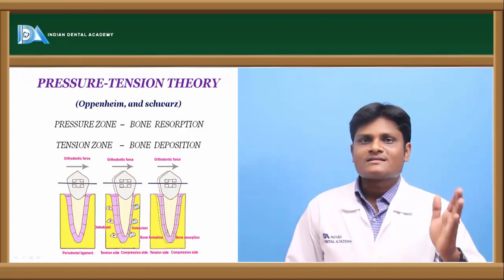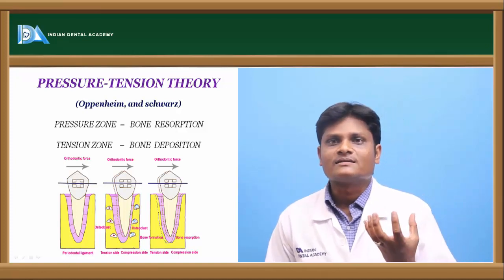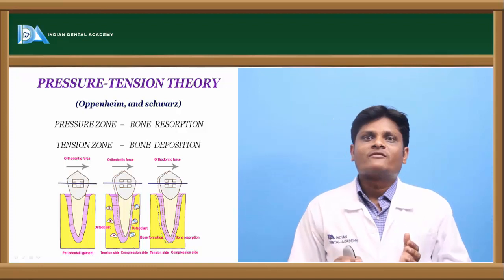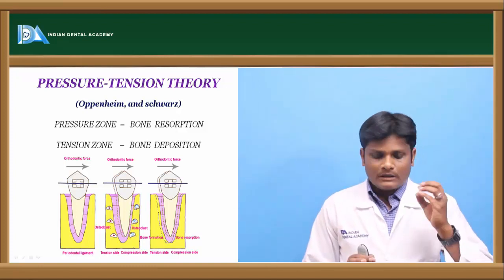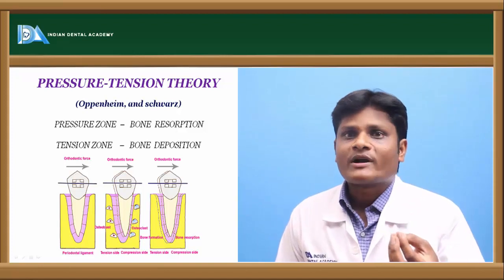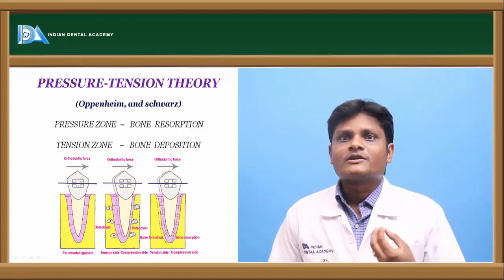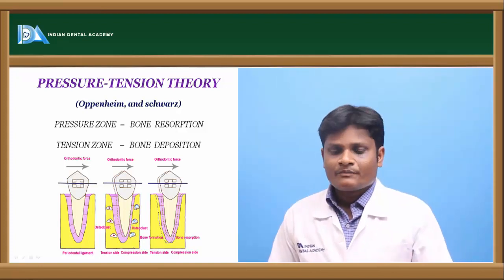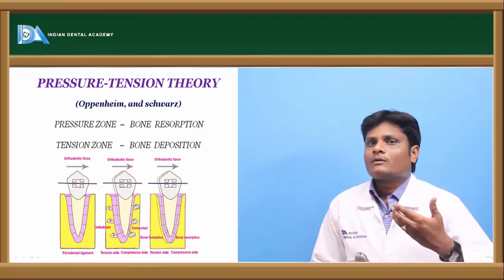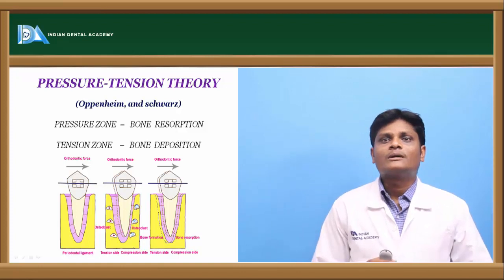Whereas on the tension side, there will be increased supply of blood due to the dilation of the blood vessels, and an increased number of anabolic components supplied in the region of tension, and there will be differentiation of osteoblasts leading to deposition of the bone.